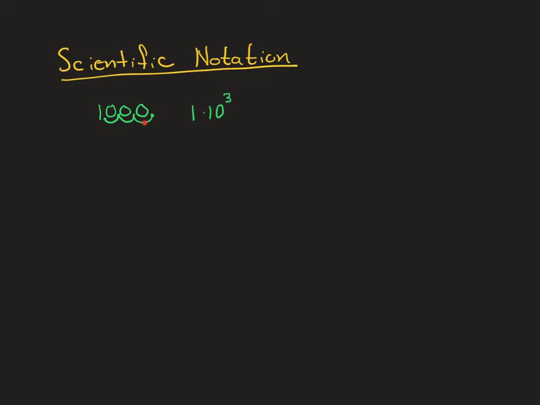So you'll notice I went 1, 2, 3, and so we're 3 up here. So this would be 1 times 10 to the 3. And if you multiplied 1 times 10 to the 3, you would end up with 1,000 back.